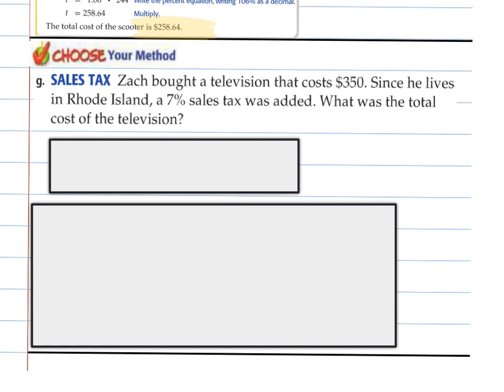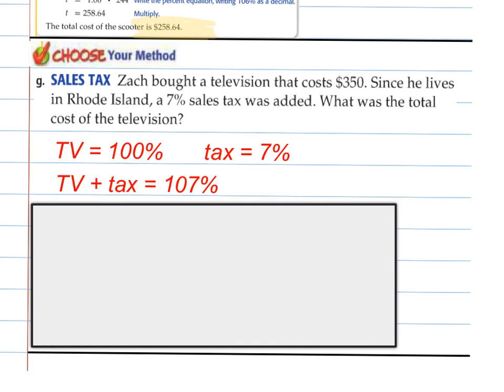Zach bought a television that cost $350. Since he lives in Rhode Island, a 7% sales tax was added. What was the total cost of the television? We're going to do this using method 2. We're going to find that total percent first. So for the TV, we have to pay 100% of that cost. The tax is an additional 7%. So when we add the cost of the TV, that 100%, plus the sales tax on it, which is 7%, we get that we're going to have to pay 107% of the cost of that TV in order to walk away with that TV.